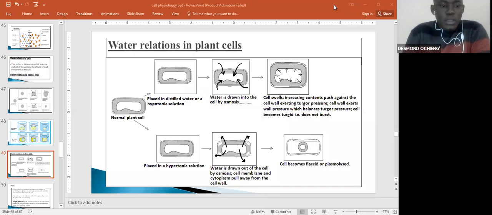Question number one was asking you to define the terms. The last one I said: explain how osmosis is used in the opening and closing of the stomata. Number one, I said define the following terms: turgor pressure and wall pressure. Then number two, define the term plasmolysis. Number three, crenation and hemolysis.